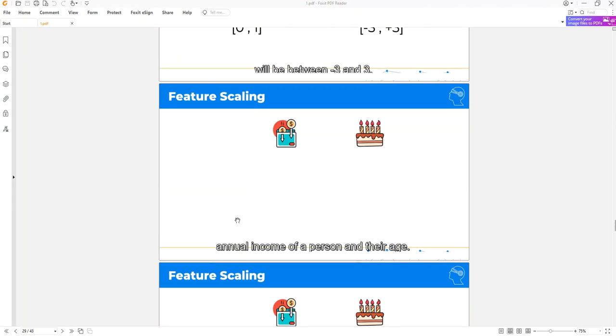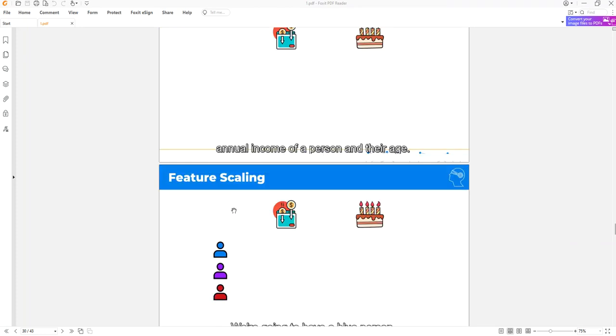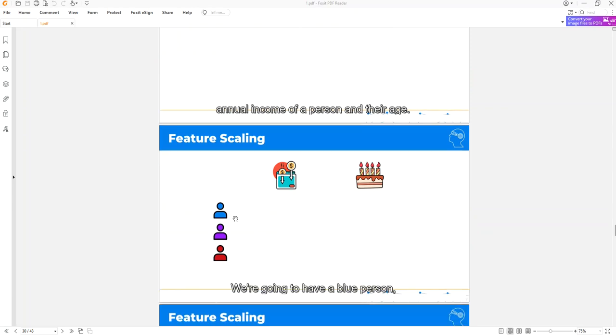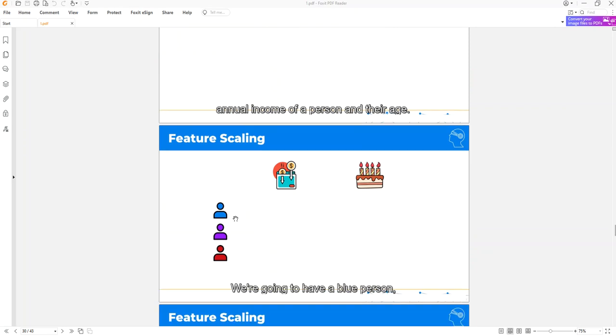The annual income of the person and their age. So we are going to start our example. We are going to find the relationship first between the income of the person and their ages, and how closely people are in terms of their career, in terms of their age and the salary they are making based on their age.